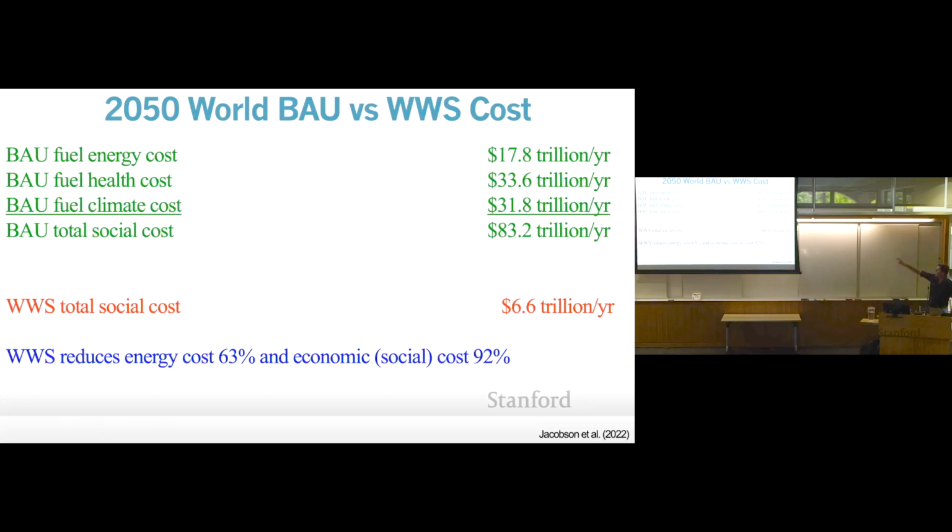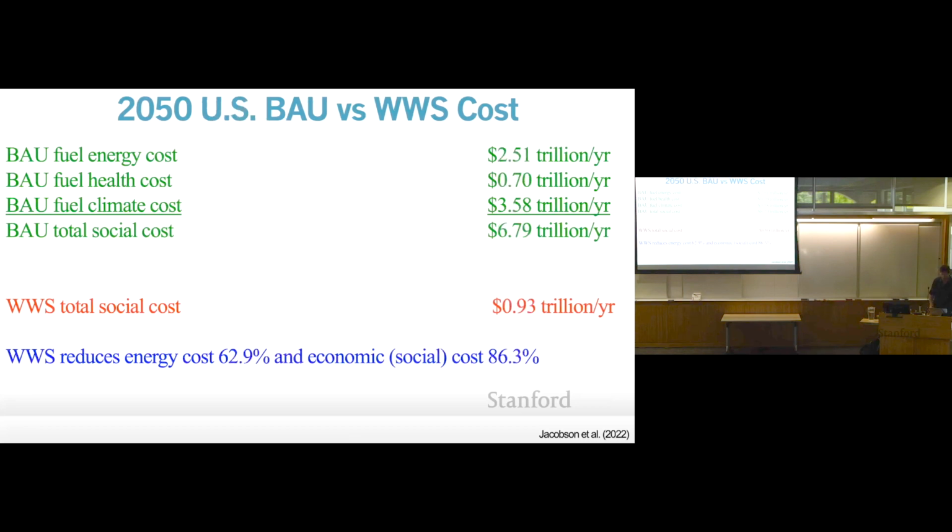solar. If you add in the health and climate costs of fossil fuels, 33.6 trillion a year is the health, 32 trillion for climate costs in 2050, $83 trillion per year is the social cost of energy. So you eliminate health and climate costs with wind, water, solar, so you go down 92% in social cost. It's less than 1 year payback time in terms of social cost.